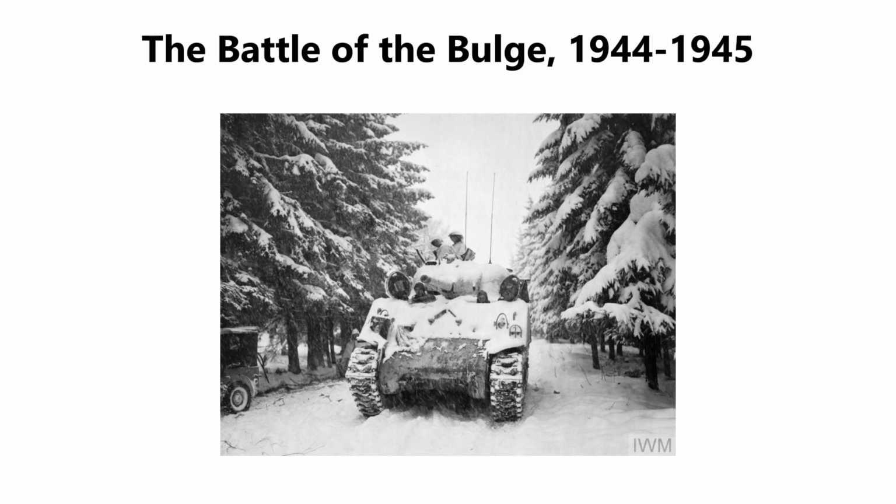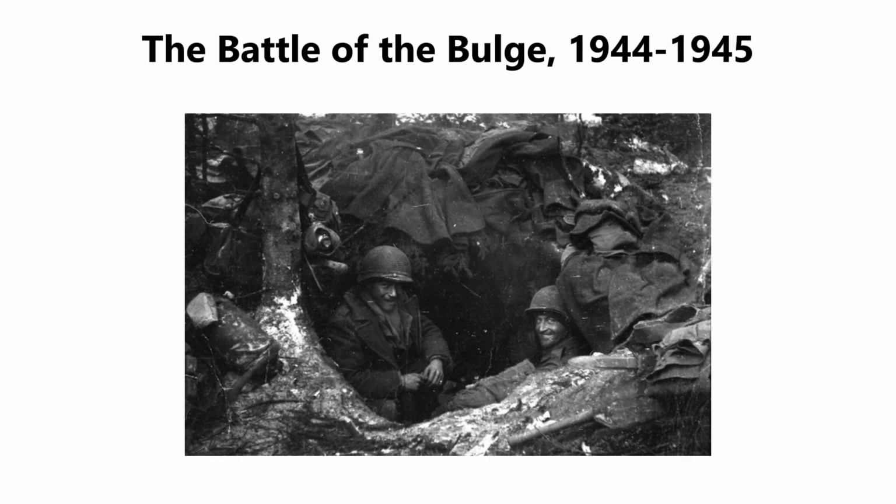Initially, the Germans made significant progress, creating a bulge in the Allied lines, which gave the battle its name. However, the Germans severely underestimated the strength of the Allies' resistance and overextended their supply lines. The harsh winter weather, which grounded air support and further slowed logistics, worked against the Germans, as did the fierce resistance from the American troops.